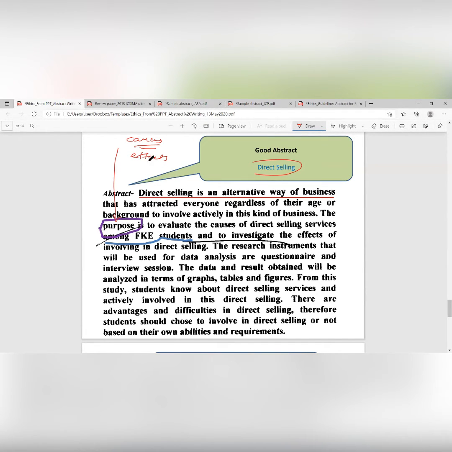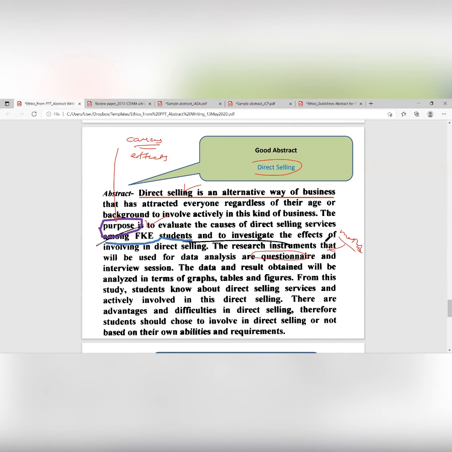And then once they get involved, what are the effects? Now, they use a questionnaire, and they ask the students who were involved in this activity, direct selling, and that's what they did for their method. So the background here, and then here's the purpose, and then here's the method. Their method, they use a questionnaire.